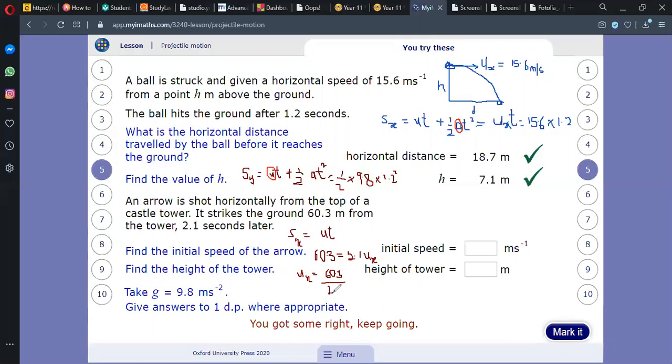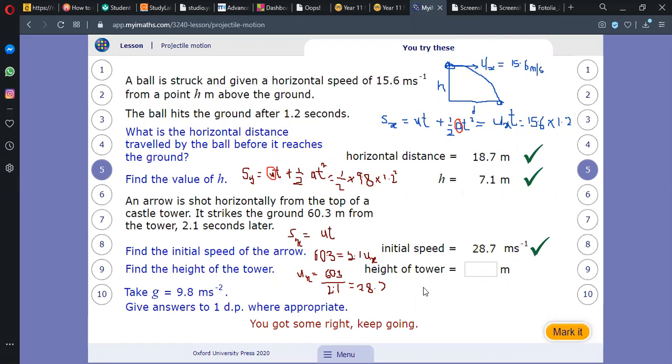So if you divide that by 2.1, you should arrive at your answer. 60.3 divided by 2.1 gives 28.7. Okay, 28.7. So let me put that in, 28.7 to 1 decimal place. Let me see if it will accept 0.71. Okay, no, that's 1 decimal place.